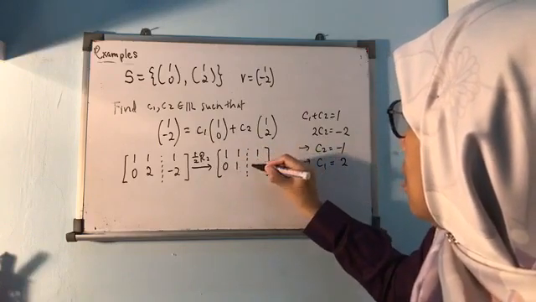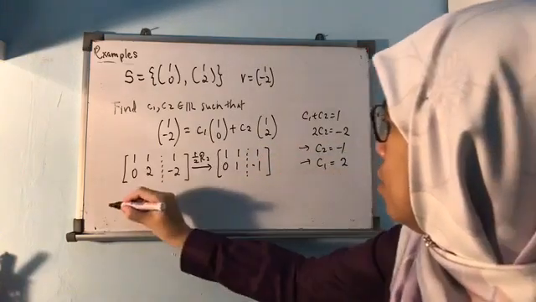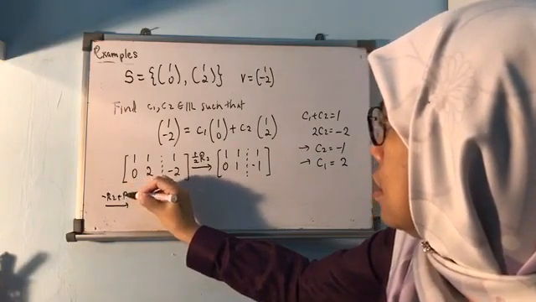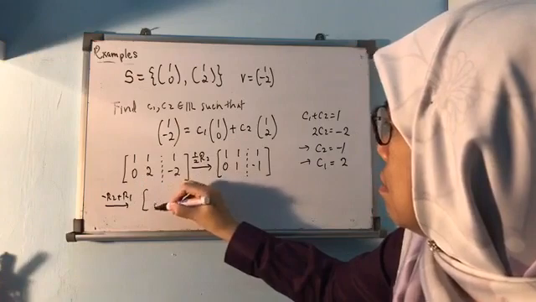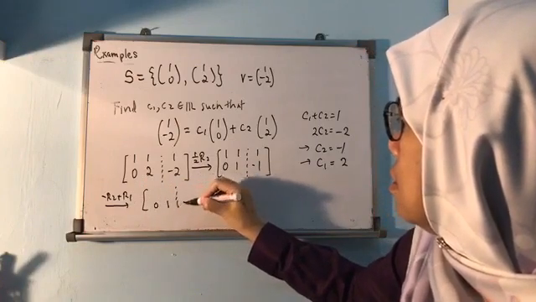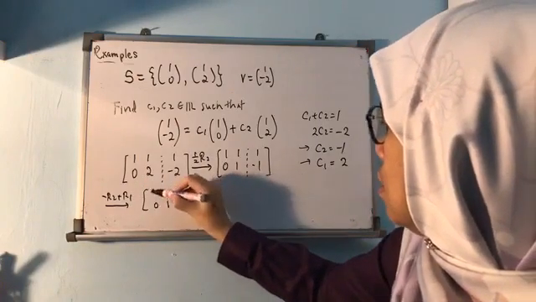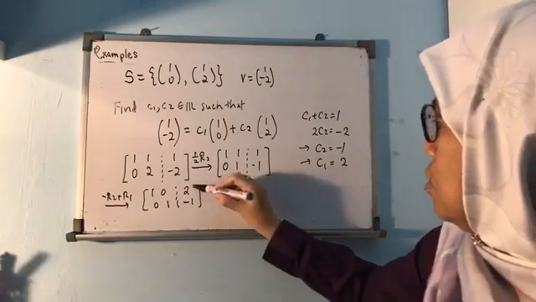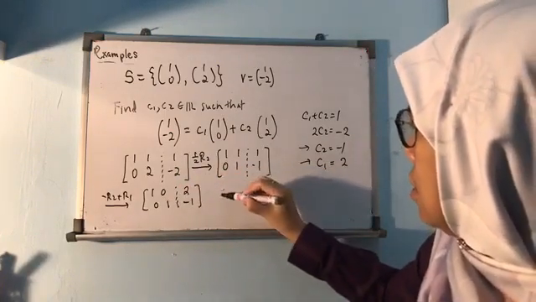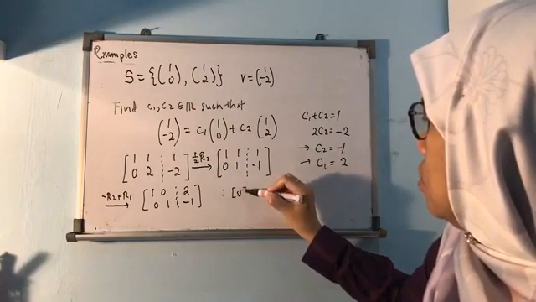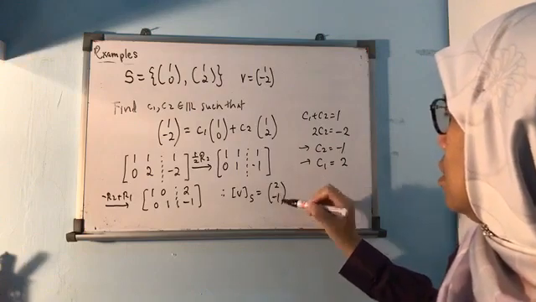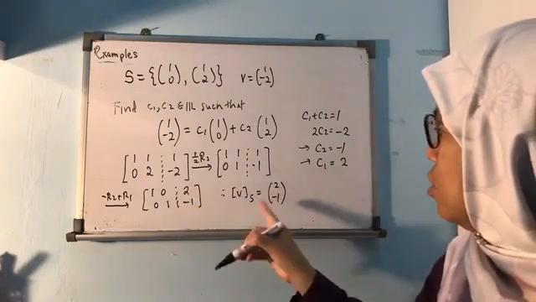Zero, 1, negative 1. And one more, negative R2 plus R1, 0, 1, 1, 0, 2, right? So this is actually your C1, C2. So Vs is 2, negative 1. It's not a matrix, yeah?